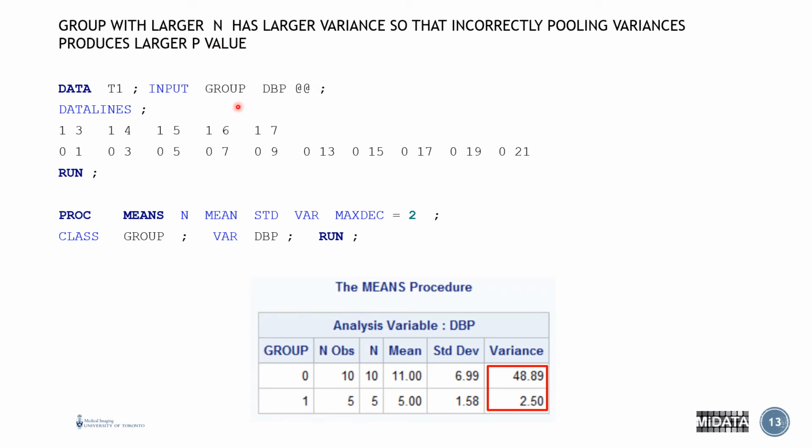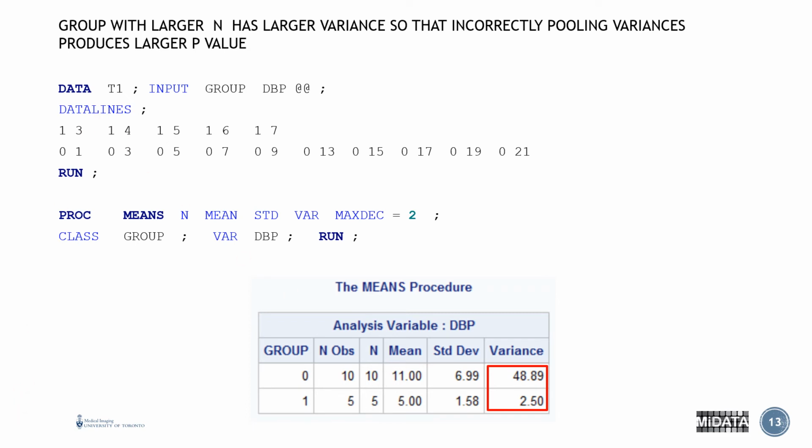We have a group variable with values 0 and 1. We run our proc means to get summary statistics, and we do it by group. As you can see in the output, here's your group 0, here's your group 1. Your means are 11 and 5, so they're clearly different. Then the standard deviation and the variance. Looking at the variance, whoa, that's a big difference: 4889 versus 2.5. In terms of the sample size, that's a big difference too. It's twice as big in one of the groups.